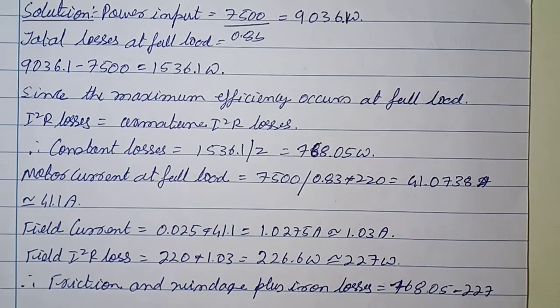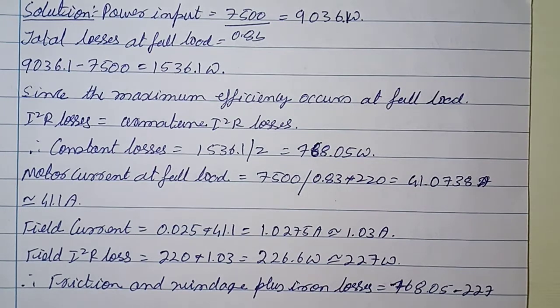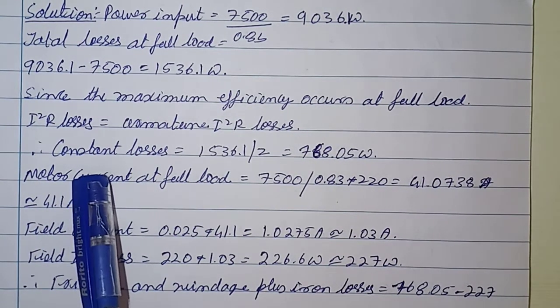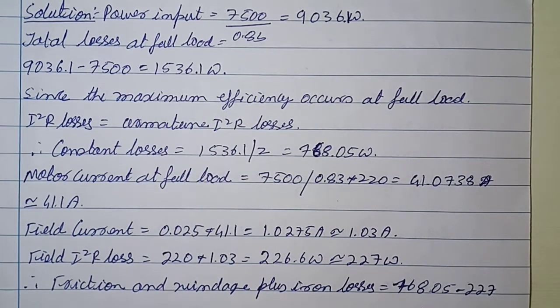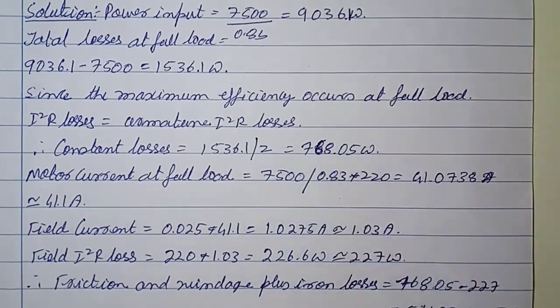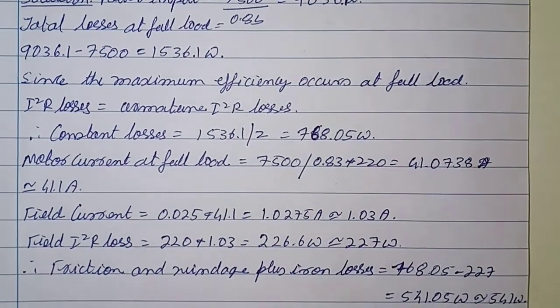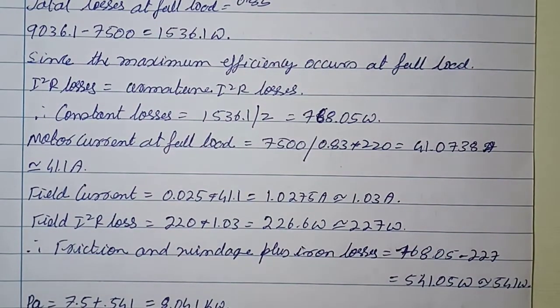Since the maximum efficiency occurs at full load, the condition in a DC machine for maximum efficiency is that the copper losses equal the iron losses. That is what is given here. So the I square R losses equal the armature I square R losses. Since they are the same, we get the constant losses by dividing the value we have got by 2, so we get 768.05 watt.